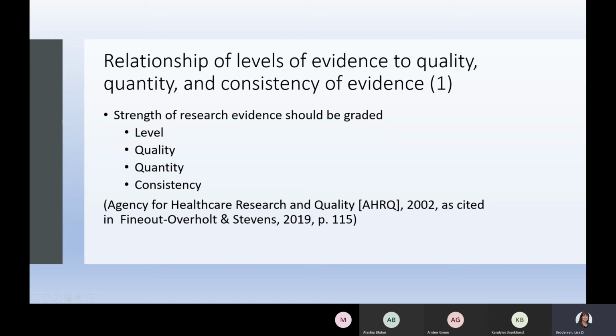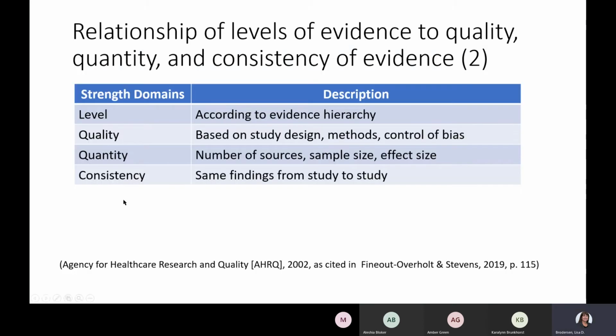So the overall strength of a body of evidence is going to depend in part on the level of evidence provided by each source of evidence that the body contains. So the strength of research evidence should be graded according to the quality, quantity, and consistency of the evidence. And that's a recommendation by the Agency for Healthcare Research and Quality, as cited by Fineout-Overholt and Stevens. Okay, and then this just illustrates the relationship of levels of evidence to quality, quantity, and consistency of evidence.